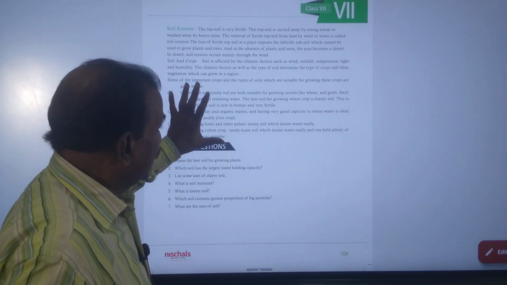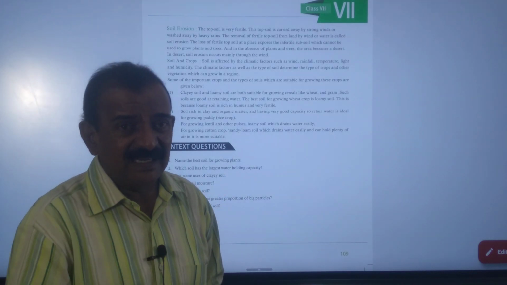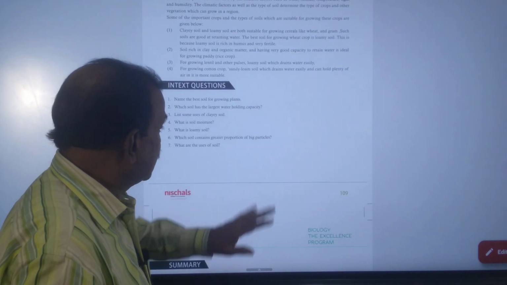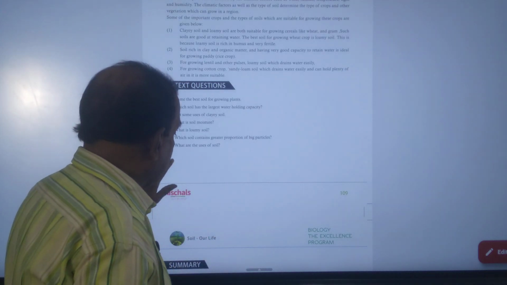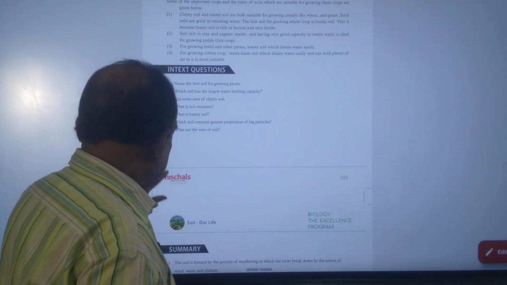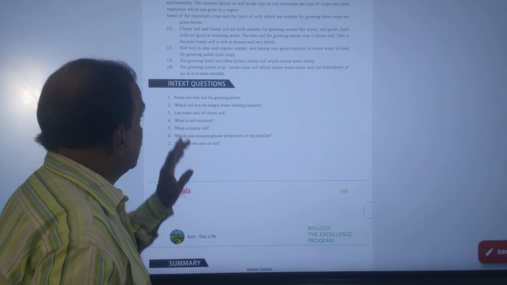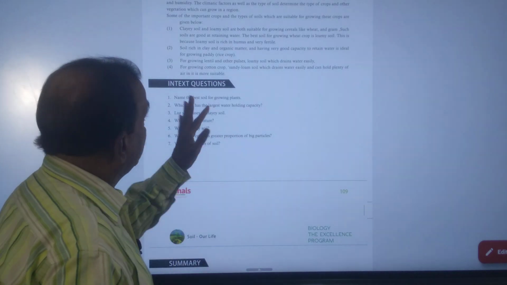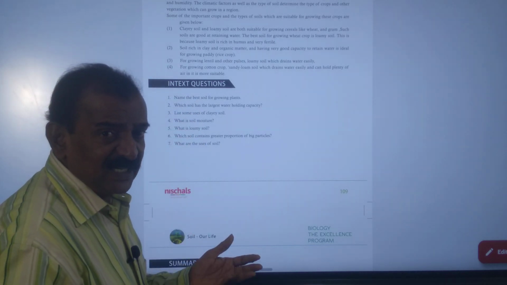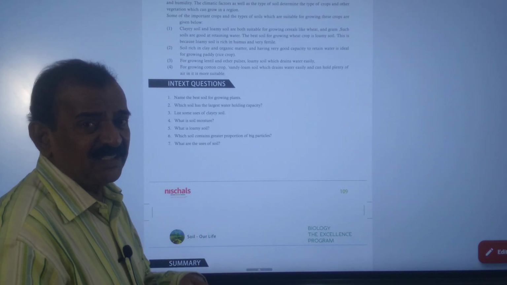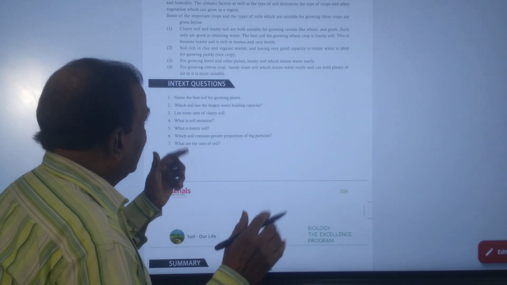So in this page we discussed the soils which are useful for the growth of different types of crops. And now we need to discuss the in-text questions given in this page number 109. Here on page number 109 there are 7 questions, and all questions are easy to attempt. Name the best soil for growing a plant. Already we discussed that loamy soil is rich with nutrients and its water holding capacity is high. That is the reason loamy soil is useful for the growth of many plants.